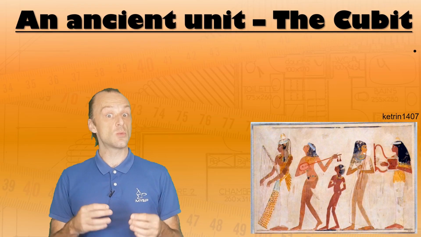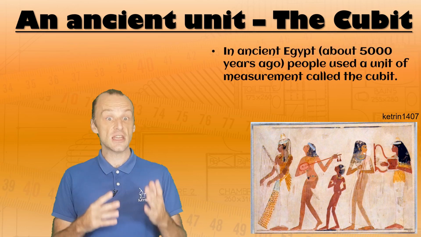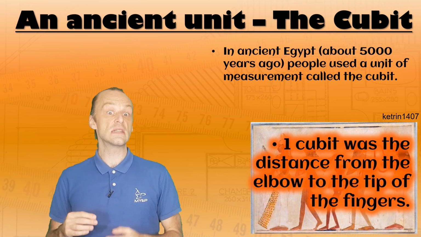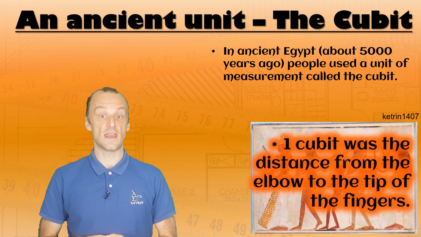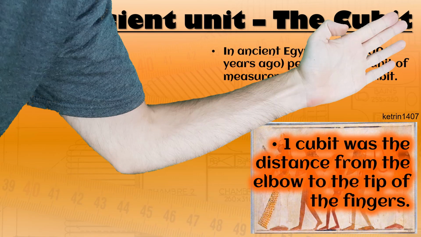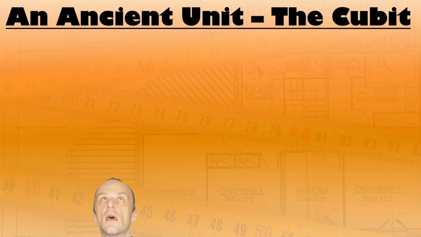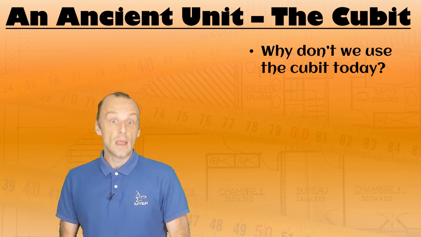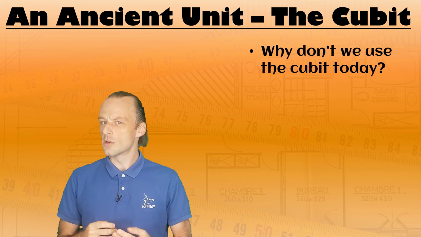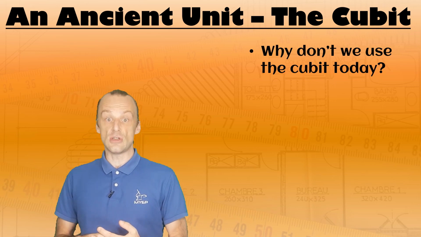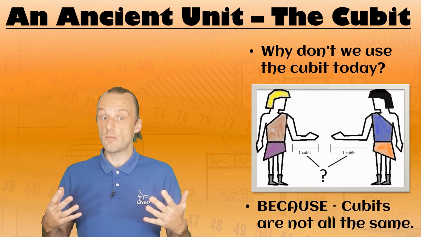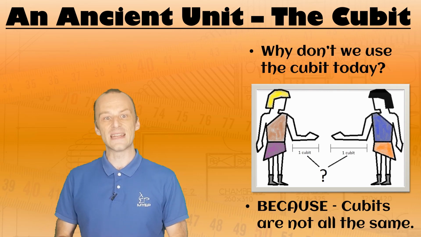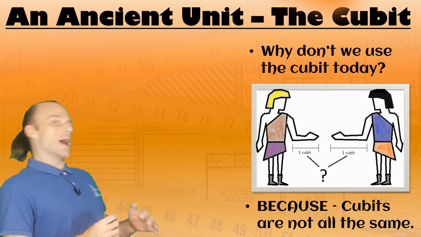One ancient unit was the cubit, which was used in ancient Egypt around 5,000 years ago. 1 cubit was the distance from the elbow to the tips of the fingers. But why do you think people don't use the cubit today? You can pause when I ask a question if you want time to think, but the reason we don't use cubits today is because cubits are not standardized. People can have shorter and longer forearms, and that changes the unit.